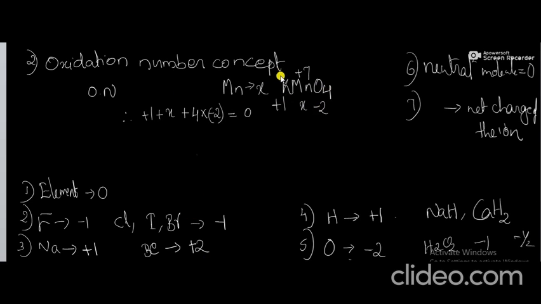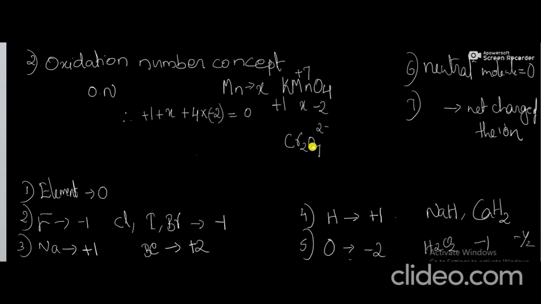The next is to calculate the oxidation number of chromium in Cr2O7 2-. This is a polyatomic ion. So apply the seventh rule. That is, in the case of polyatomic ions, the sum of the oxidation numbers of all the atoms is equal to the net charge of the ion. There is a net charge of -2.